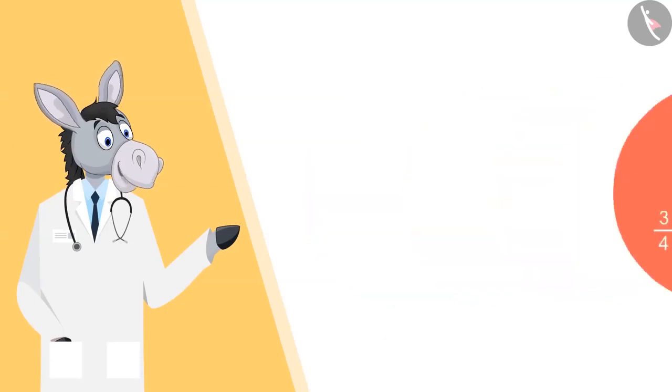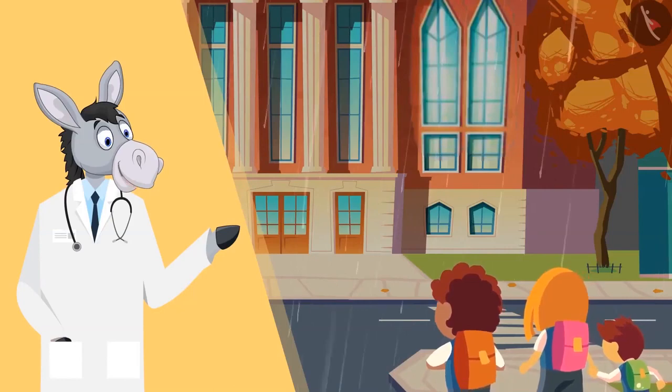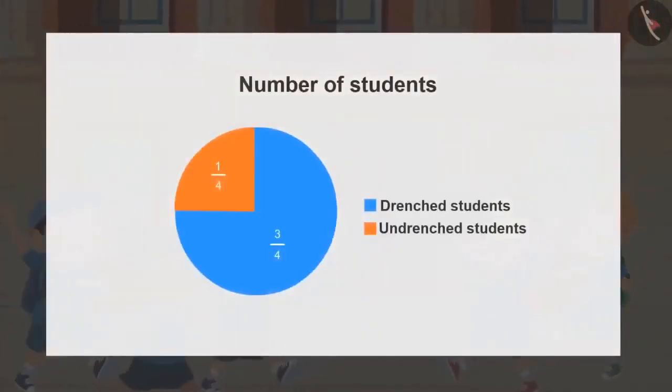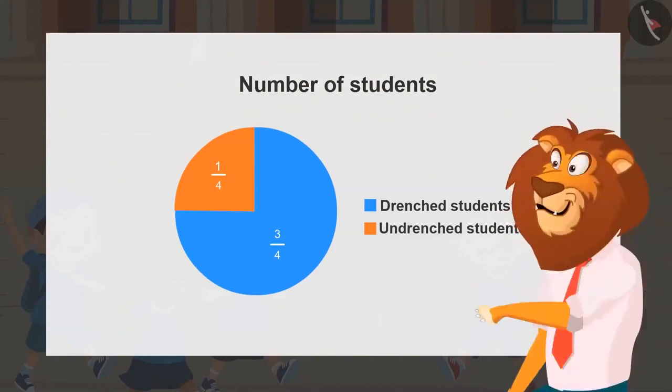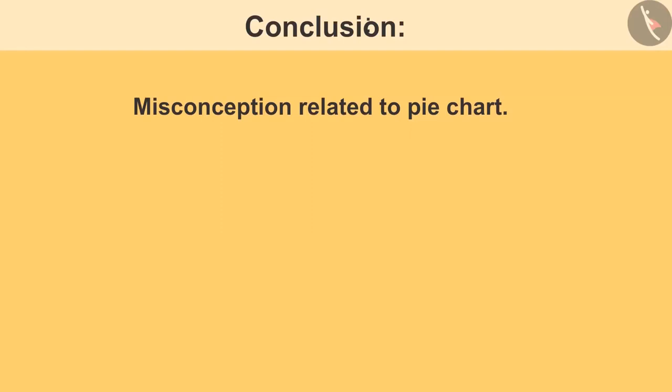Very good. Today, while coming to school, students got drenched in rain. Now, can you tell, has more than half of the students got drenched by the rain? Yes, more than half of the students got drenched in the rain, as 3/4 students got drenched. Very good. So, I am hoping now your doubt has been cleared regarding the misconception of 1/4 and 3/4 being equal.